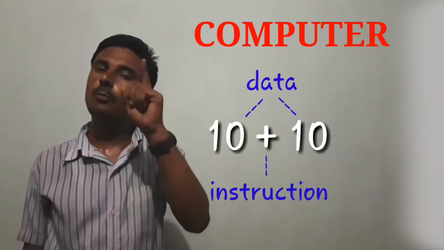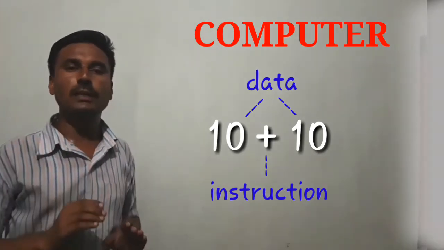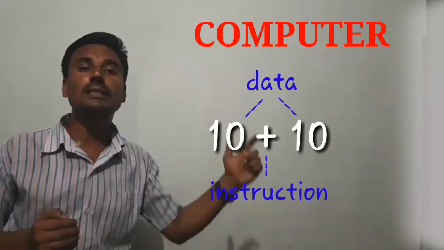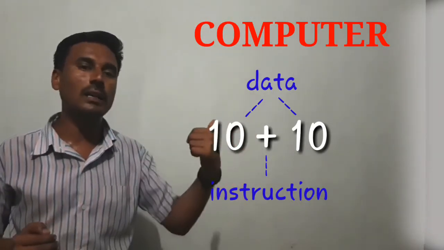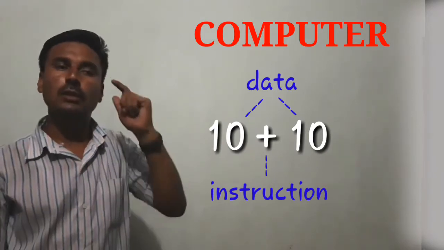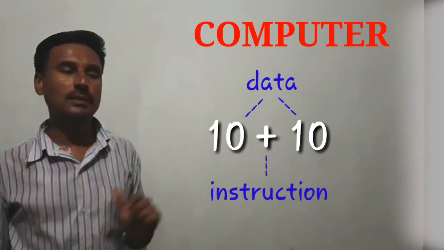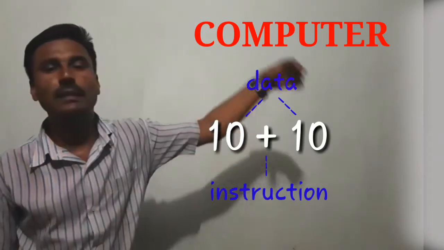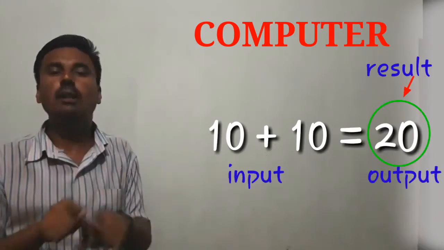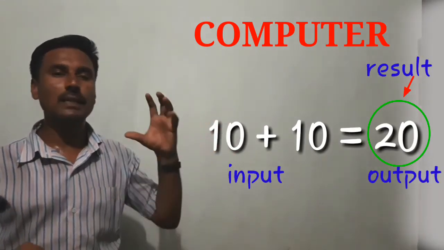See, user should give both the data and instruction. It's compulsory. After that, it accepts from user and it works according to given instructions. So what instruction did I give here? Plus means addition. Yes, computer thinks automatically, oh, he has given addition sign, so it is adding these 10 and 10, and after adding it shows the result on monitor. This is the complete definition, we can understand easily now.